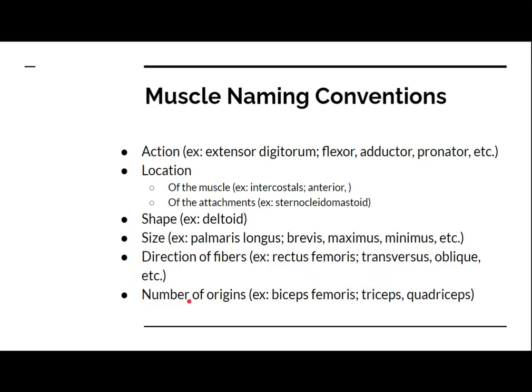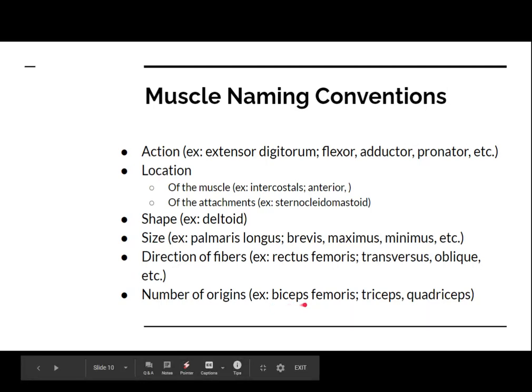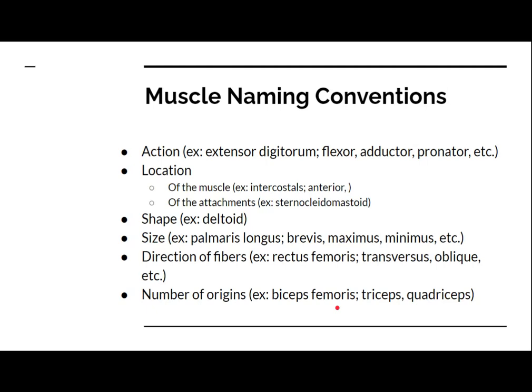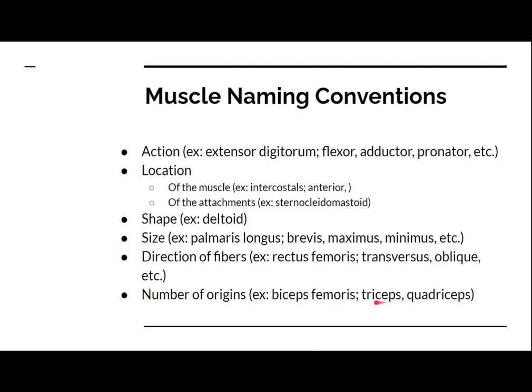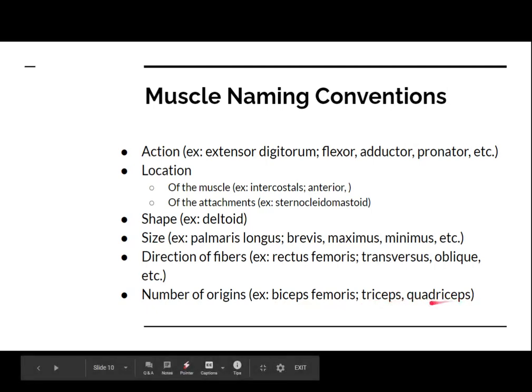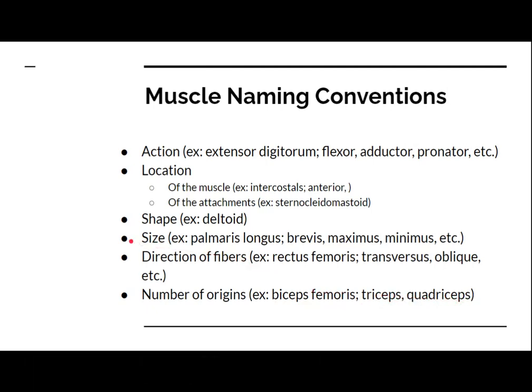Then there's also number of origins, and this is one that we've talked about already. The biceps. This is the biceps femoris, which is one of the muscles in the leg. But like your biceps brachii, think brachii. I guess maybe we haven't really talked about what that word specifically means, the arm, but it does. So now you know that. The biceps brachii, that means bi as in two, and seps as in head. So this has two heads. The triceps has three heads. Quadriceps has four heads.